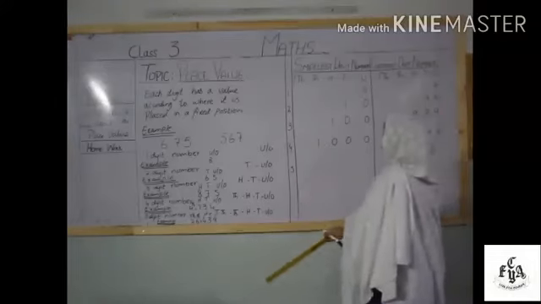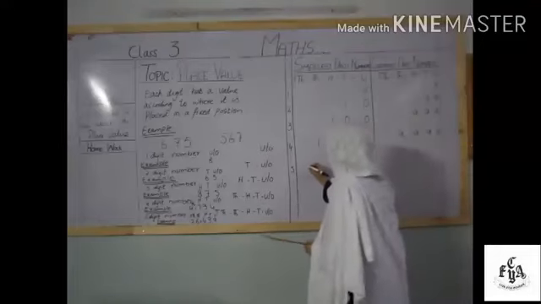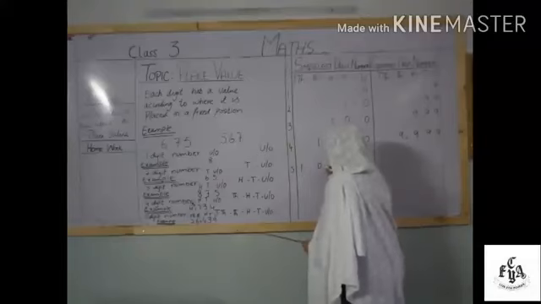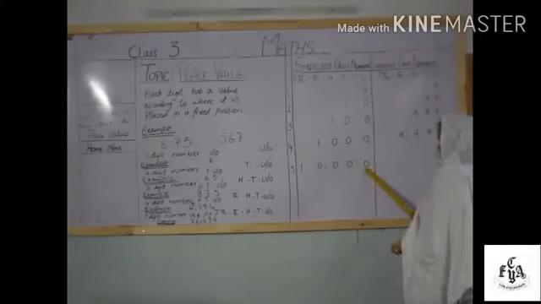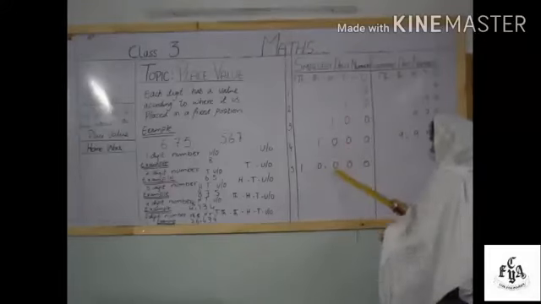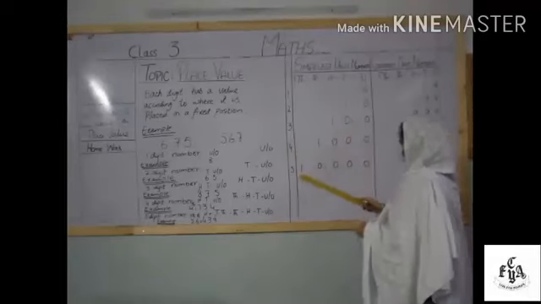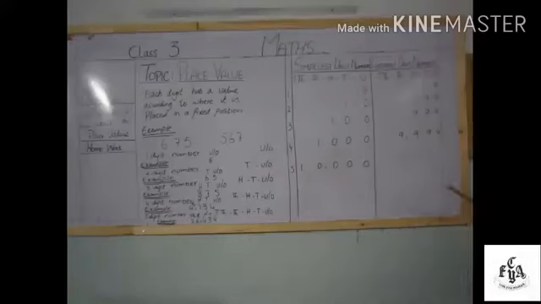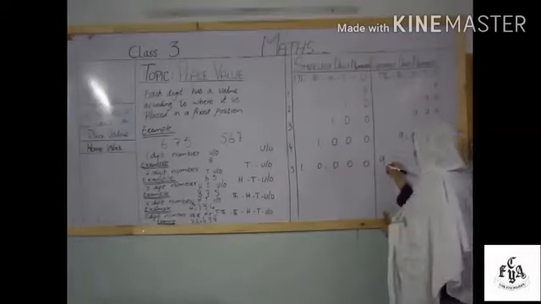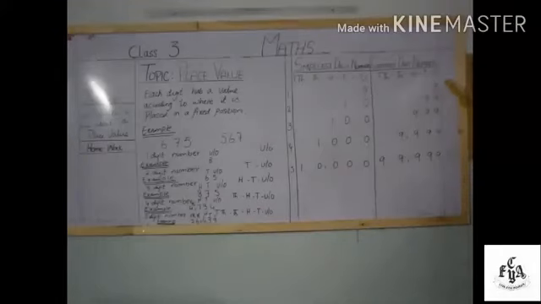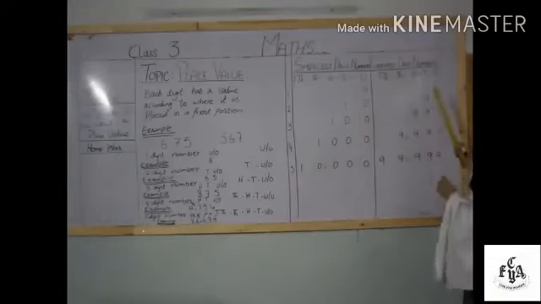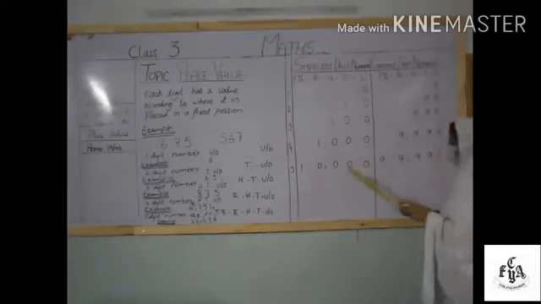Now moving towards the 5 digit number, the smallest 5 digit number. The smallest 5 digit number is 10,000. In 10,000 we have 4 zeros. So the place value of this 0 is unit, the place value of this 0 is tens, the place value of this 0 is hundreds, the place value of this 0 is thousands, and the place value of this 1 is ten thousands. So the greatest 5 digit number is 99,999. The place value of this 9 is unit, then tens, hundreds, thousands, and ten thousands. So this was all about the smallest digit numbers and the greatest digit numbers up till 5.